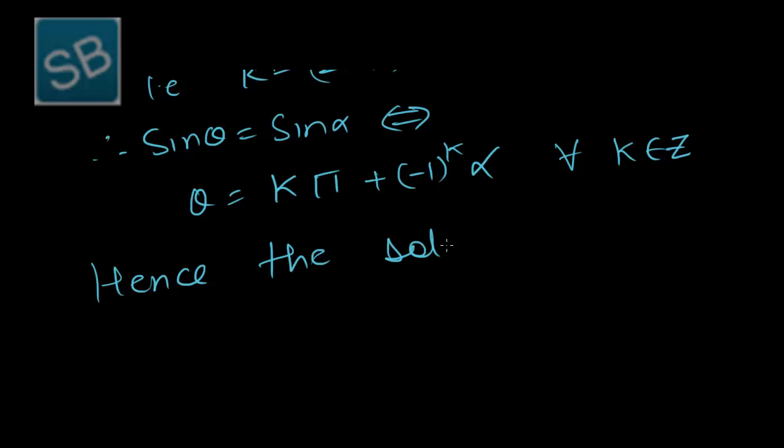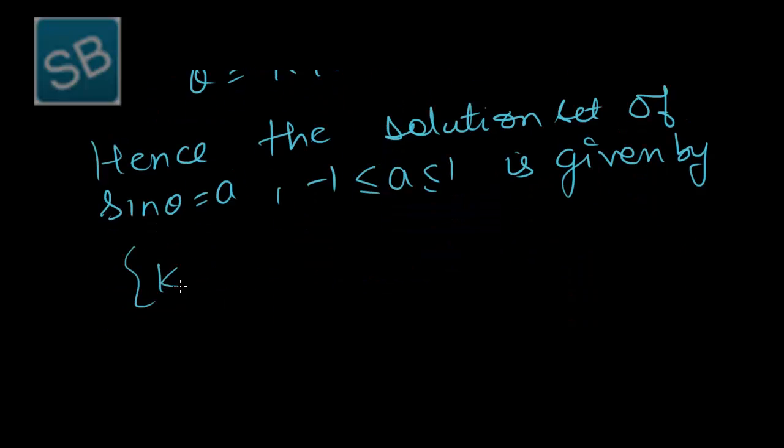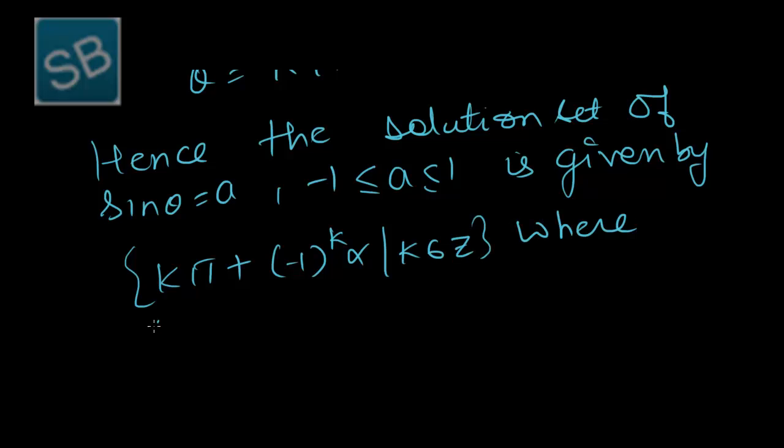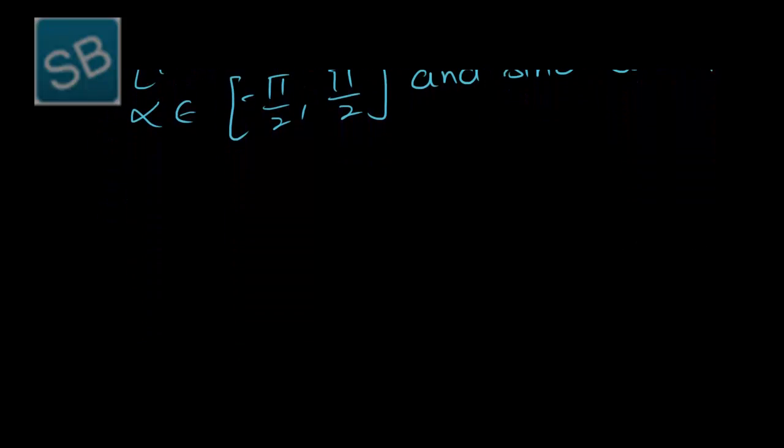Hence the solution set of sin theta is equal to A, that is minus 1 less than A less than 1, is given by k pi plus minus 1 raised to power k into alpha, and k belongs to Z, where alpha belongs to minus pi by 2 to pi by 2, and sin theta is equal to A is equal to sin alpha. Now we will find out a general solution for cos.